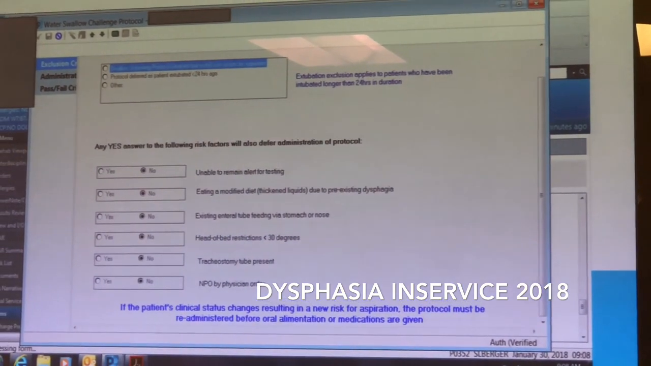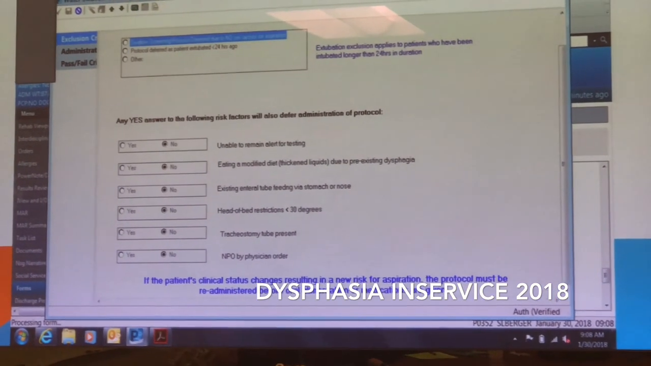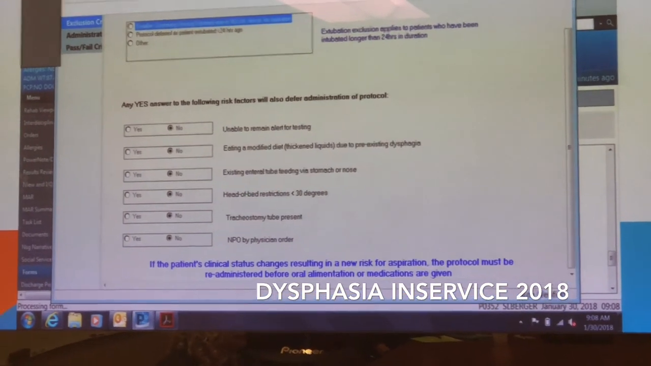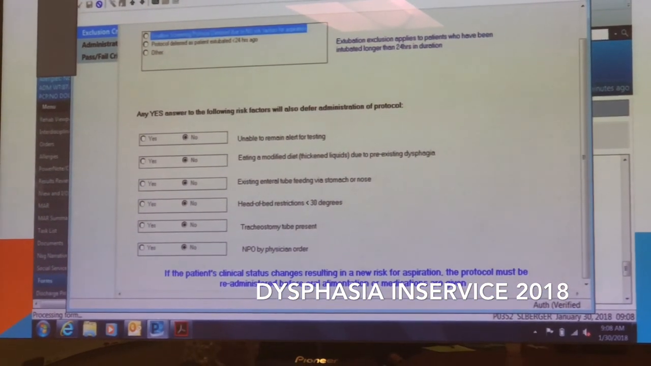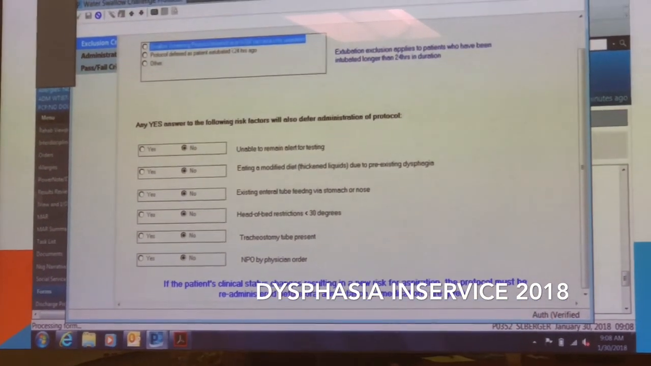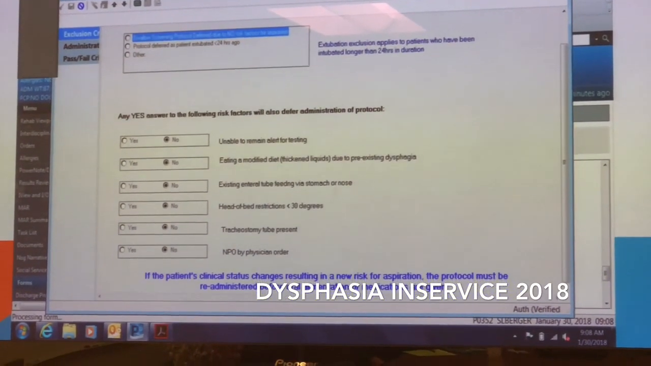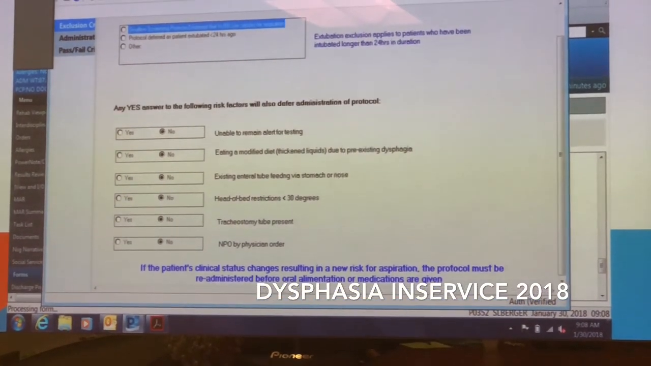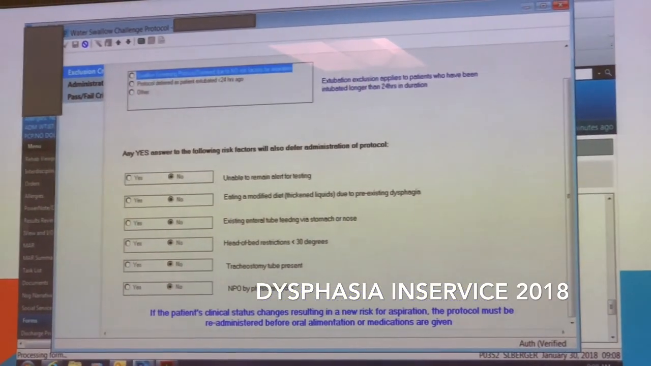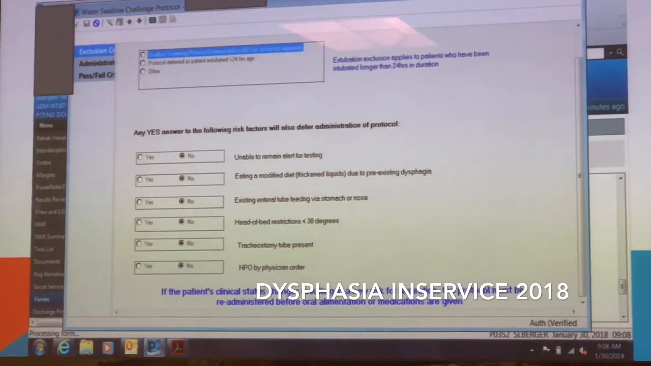So again, if a patient's already on thickened liquids or has a history of dysphagia, then we really recommend that speech come back in. We have the ability to look at their previous swallow studies, figure out how long ago it was, look at whether they should have still been on a modified diet and weren't. So there's a lot of reasons why, if a patient has a history of difficulty swallowing, speech should probably do the bedside. A tracheostomy tube present is another area where we strongly recommend that speech do the bedside.